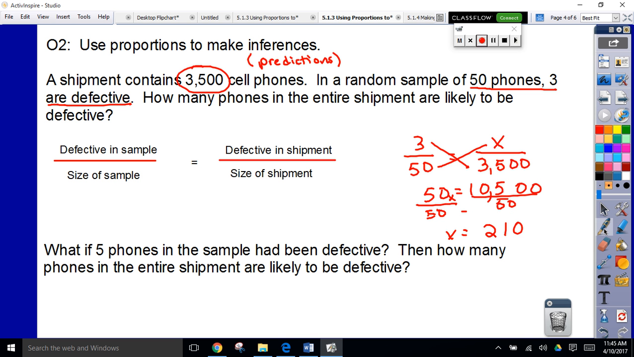Okay, look at the second problem. What if 5 phones in the sample had been defective? Then how many phones in the entire shipment are likely to be defective? How could I set up a proportion if 5 phones had been defective instead of 3 phones? Megan? So 5 over 50 equals x over 3,500. Good. And how would that change my answer then? What would I end up with? I'd get 50x equals what, Megan?